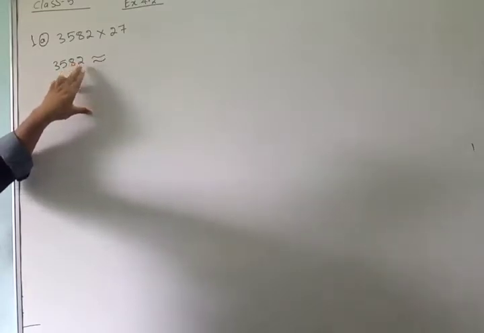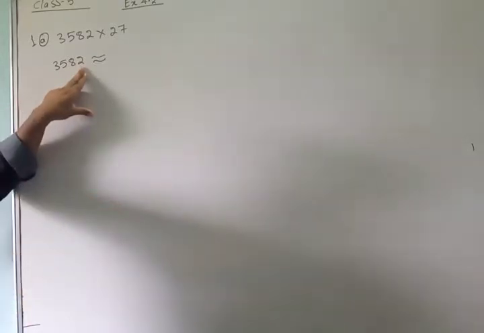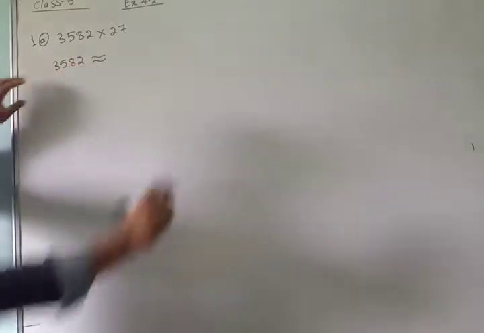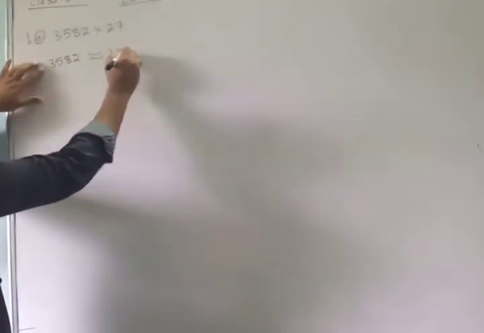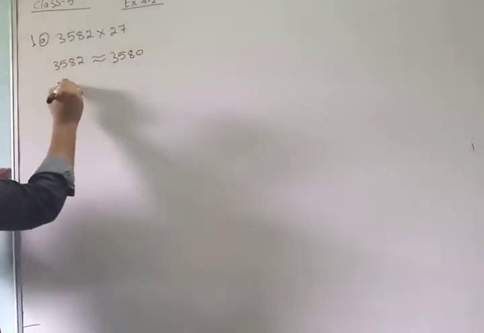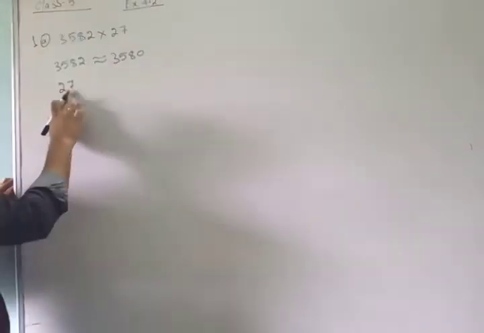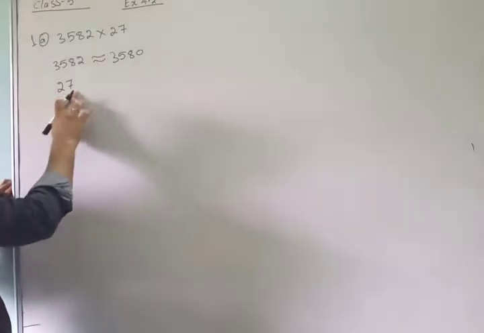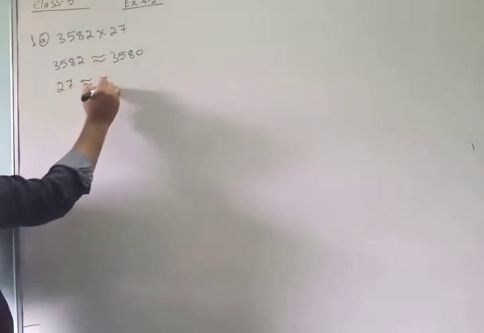So if the last digit is 5 or greater, then we will move on to increasing the next digit. And if it is less than 5, then we will stay on the before digit. So it will become 3580. Next, 27. It is greater than 5. So 27 is nearer to 30.